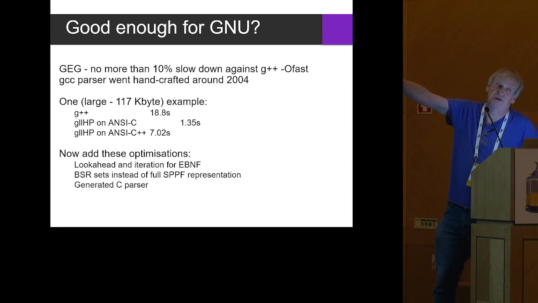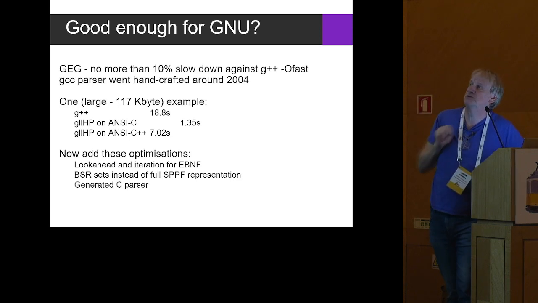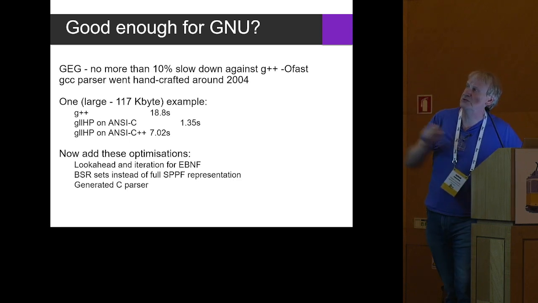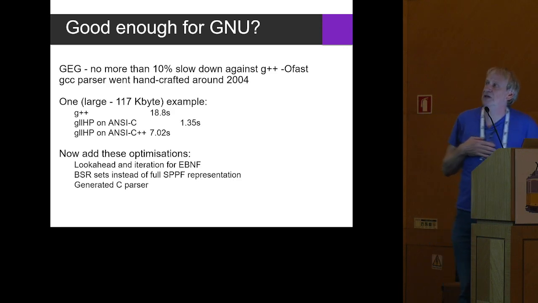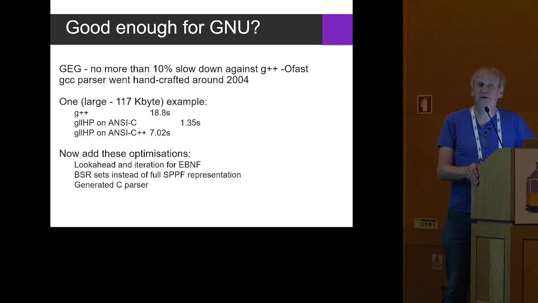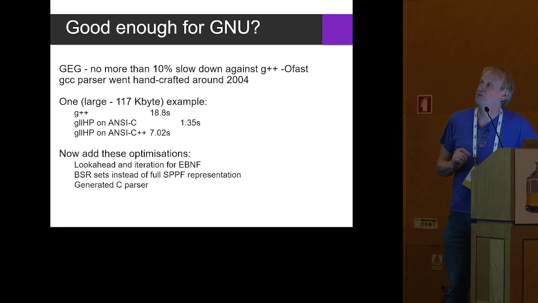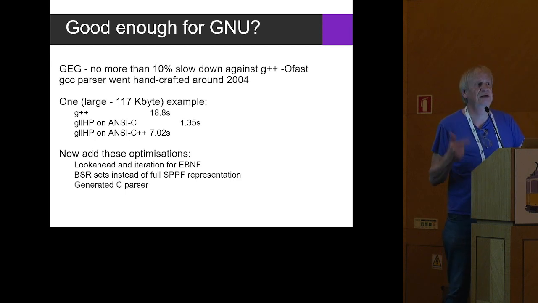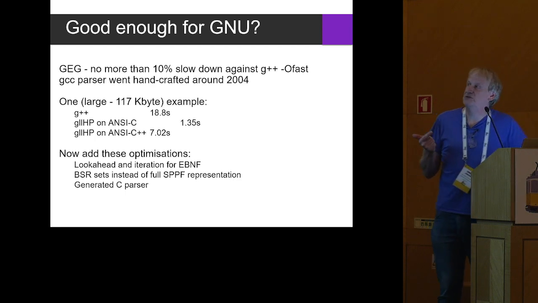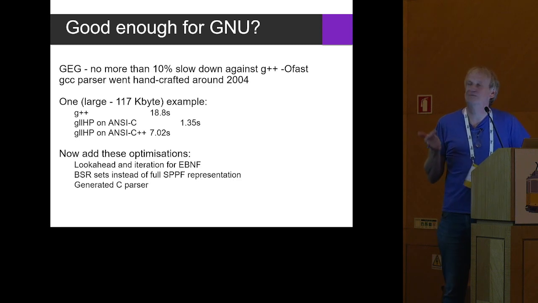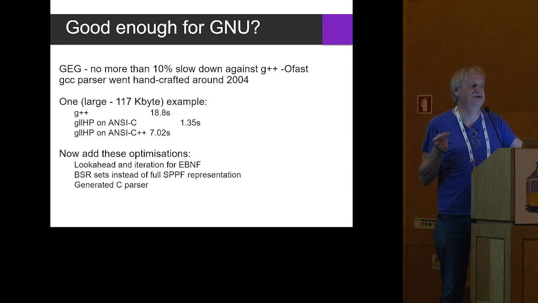So this is one example. Now, it's a very large example, but that's deliberately so because GLL runs cubic, worst case, and I want to show that this is valid even over very large lumps of source code. So nearly 120 kilobytes of source code there. It takes 18.8 seconds to go through GNU if you've got full optimization on. The current GLL HP, this very brain-damaged algorithm that is in this paper that doesn't have any of the optimizations in it, will rip through that in 1.35 seconds if you use the ANSI C grammar. If you use the ANSI C++ grammar, it jumps up to 7.02 seconds, which immediately tells you quite a lot about the amount of ambiguity in C++ versus ANSI C.